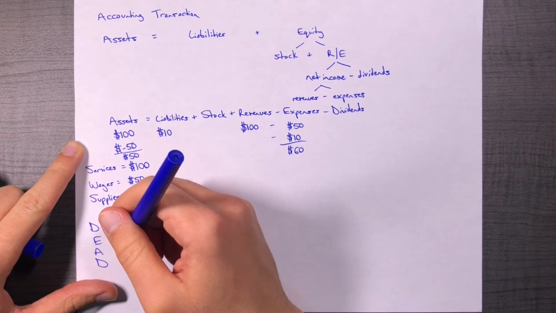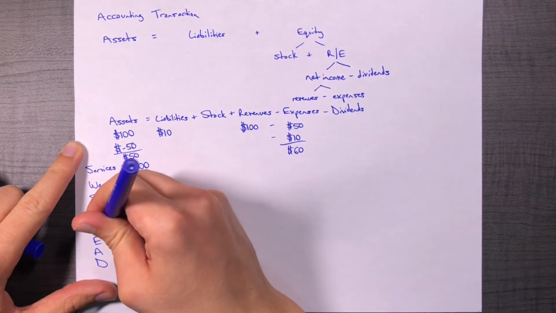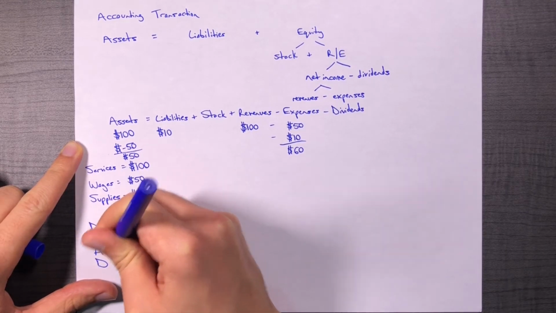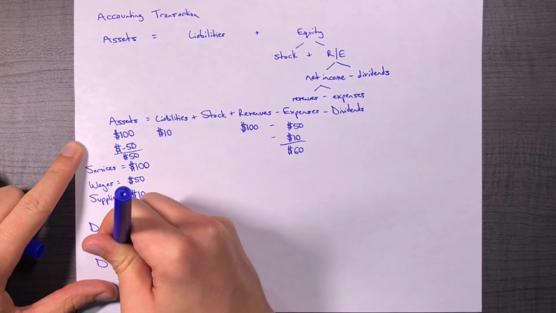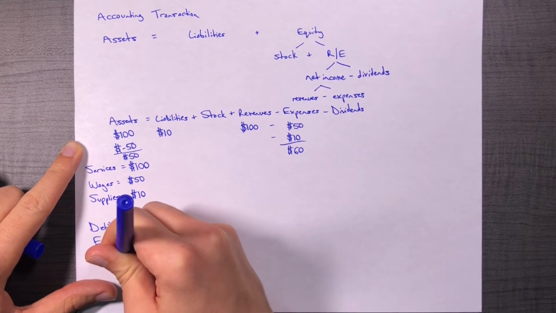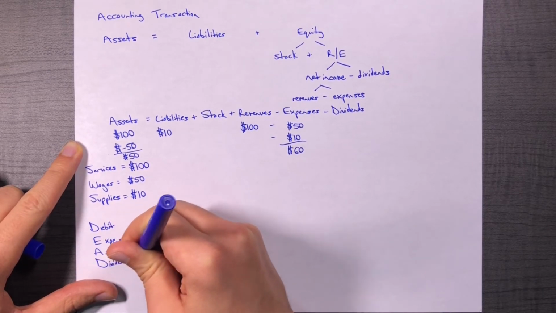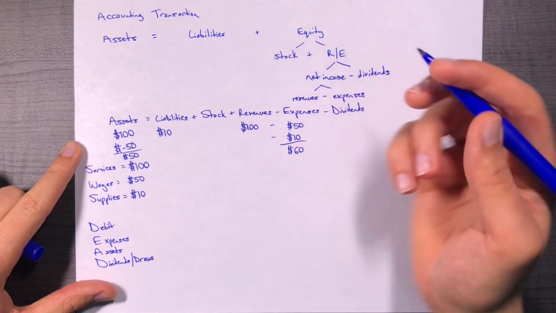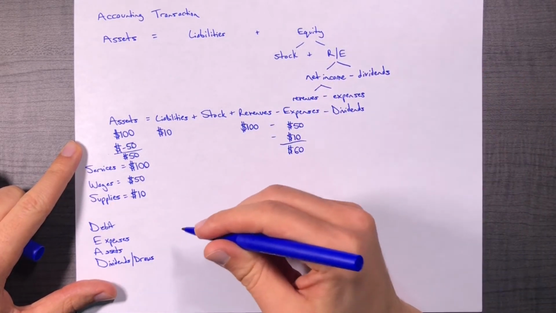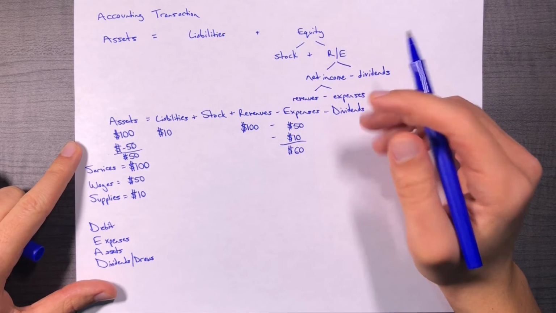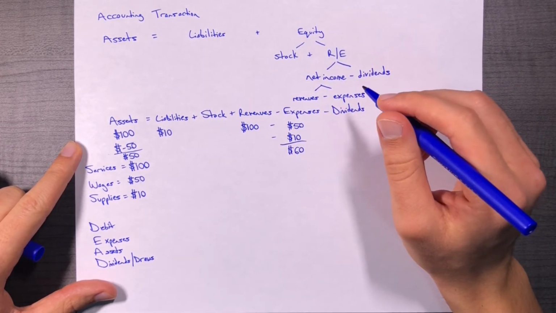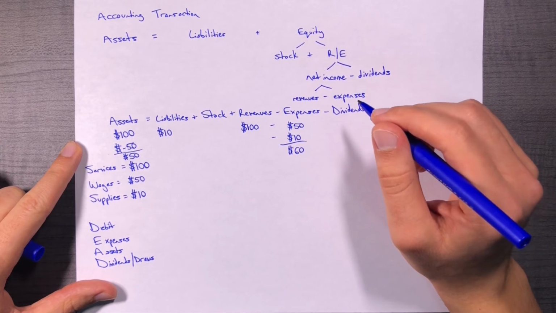It's super simple. DED stands for debit, expenses, assets, and dividends or draws. That's it. So if I want to increase the balance of one of these accounts, I debit it. If I want to increase the balance of any account that is not an expense, asset, or dividend or draw, I have to credit it.